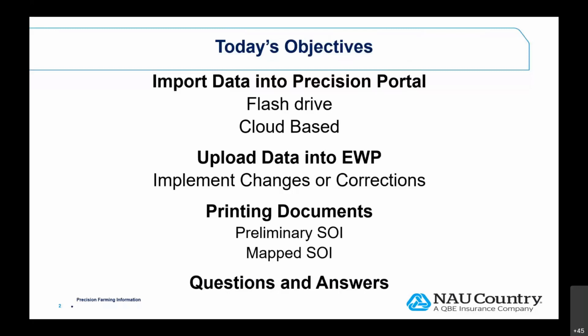When we're done, we'll talk about that, because once we get into Portal, we assume that it goes into EasyWriter Pro, into the mapping program, and helps us set up map acreage reports from there. And then we'll discuss printing documents when we get to that part of the program.